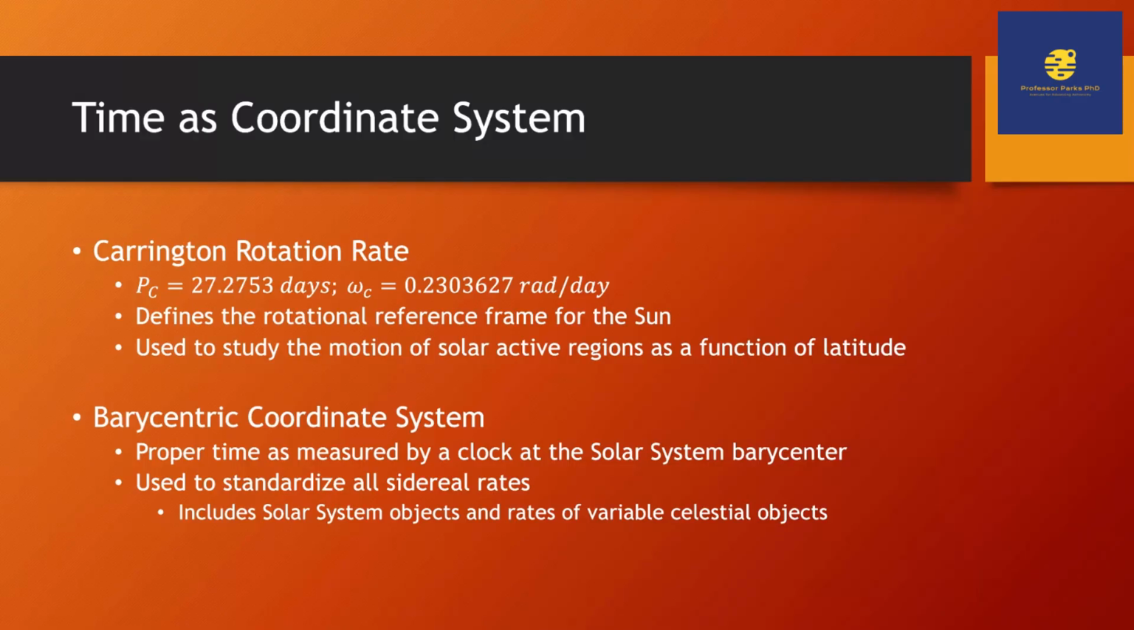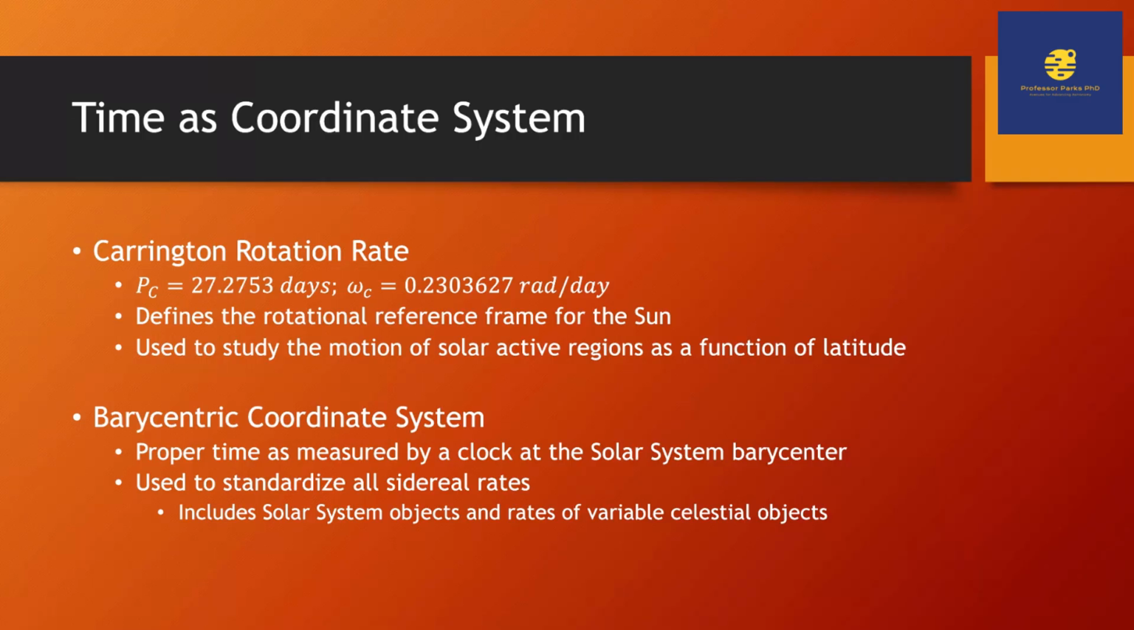Those sunspots seem to stay in the same line of longitude regardless of the point of rotation. And so he just set that as the Carrington rotation, or he set that as the reference rotation frame for the sun. And it has now subsequently been referred to as the Carrington rotation rate, and that is defined as 27.2753 days, or an angular velocity of 0.2303627 radians per day.